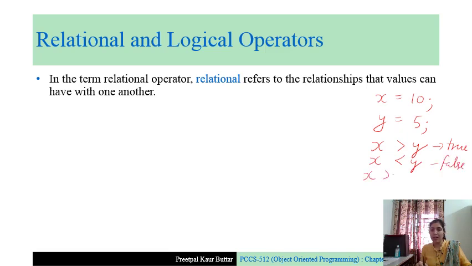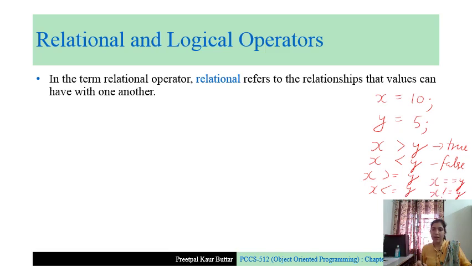X greater than equal to y. So these are the relationships, relationships of the values with one another. X less than equal to y, x equal to y, x not equal to y.